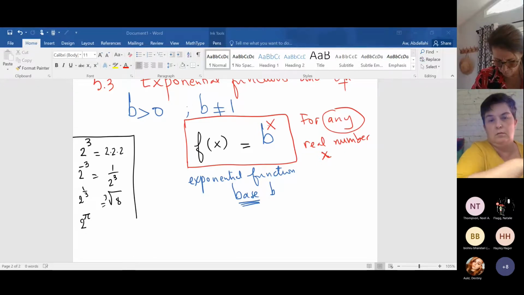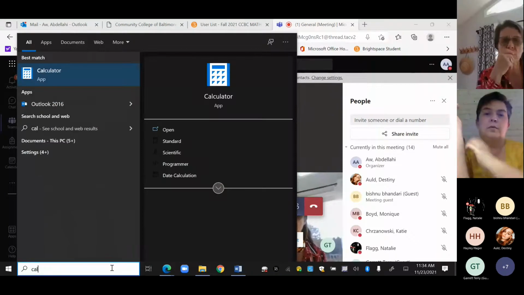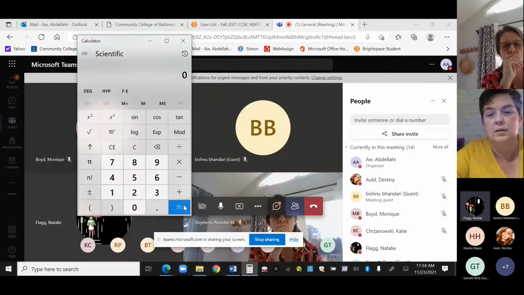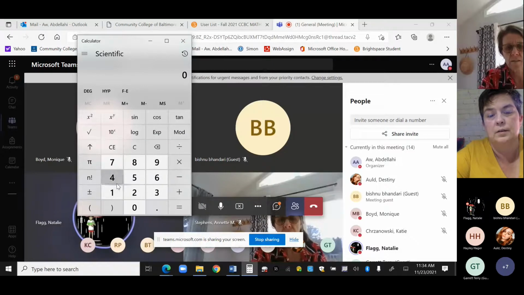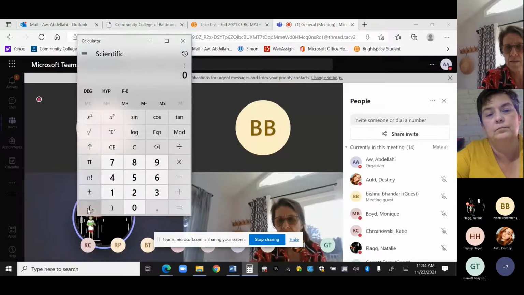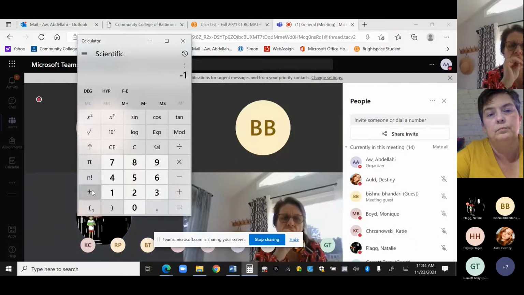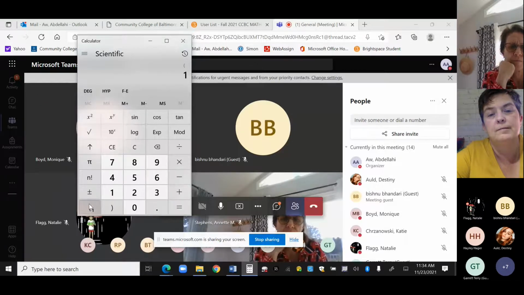So let me see what my calculator says if I allow this. Okay, everybody see my calculator? You see my calculator, right? Let me raise -1 to the pi power, and let me see what it's going to say. You see, it tells me 1. Okay, let me try -2.